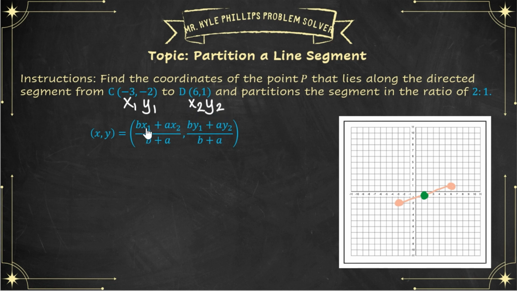And then you see that in the formula, x1, x2, y1, y2. And then you see this, b and a. Okay? So what that's going to represent is your ratio. This first value is A, the second value is B. And all we have to do is plug our values into this formula. So we're going to have some coordinate point that is equal to B times x1. So B here is 1 times x1 is -3. So I have 1 times -3 plus A times x2.